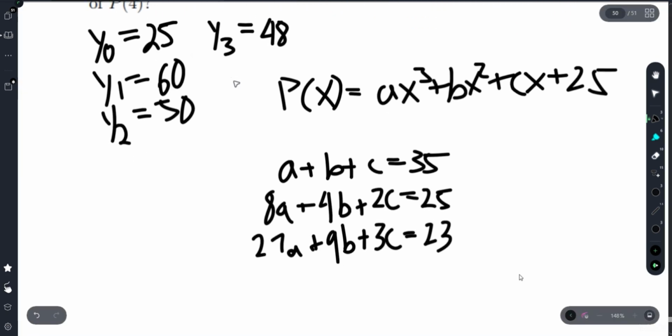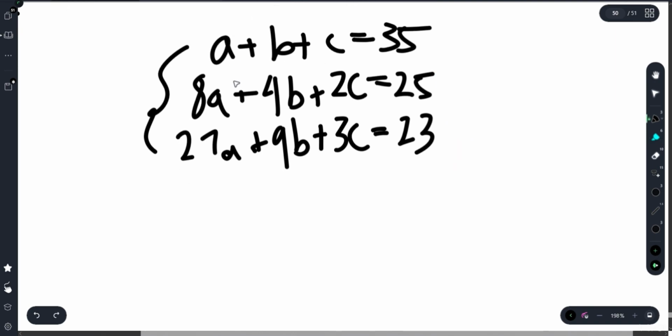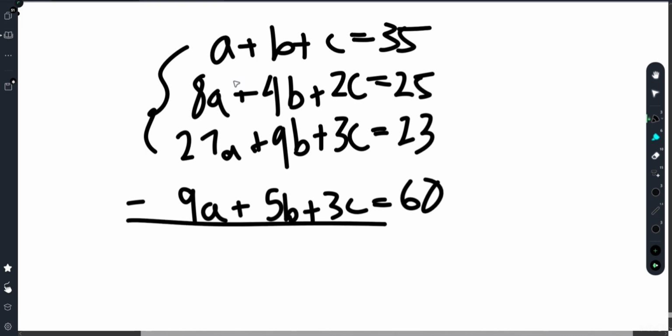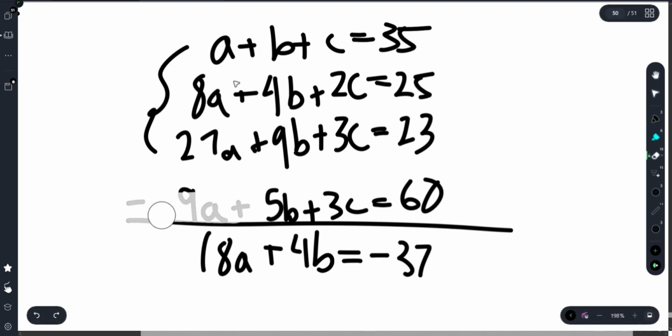And so now we want to solve the system of equations. First we want to add these two together and subtract from this. What we get from adding the first two together is 9a plus 5b plus 3c is equal to 60. And so we subtract, and then we get 18a plus 4b is equal to negative 37. And so that is our first equation. So let's erase this.